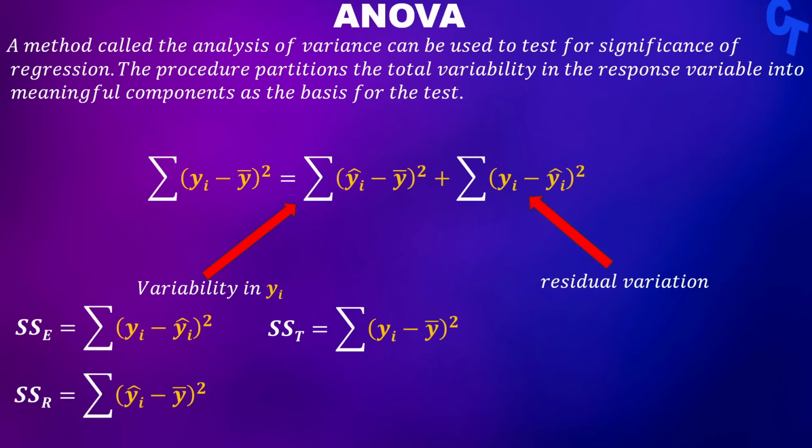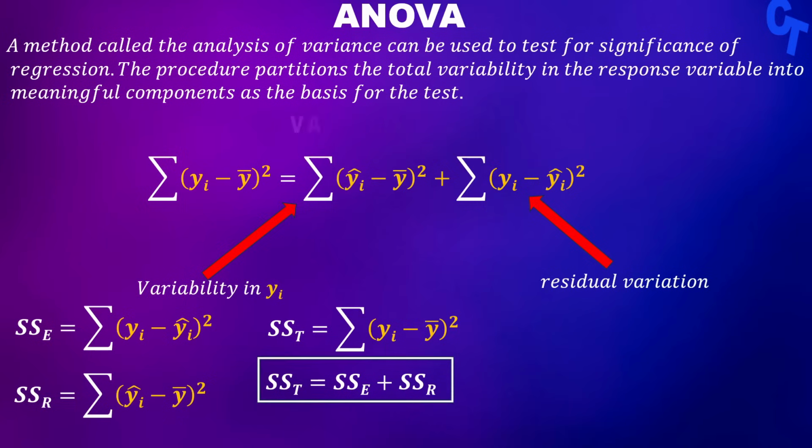SST stands for total corrected sum of squares, SSR for regression sum of squares, and SSE for error sum of squares. SSE equals the sum of (y minus y hat) all squared, SSR equals the sum of (y hat minus y bar) all squared, and SST equals the sum of (y minus y bar) all squared. As you can see, SST equals SSE plus SSR.